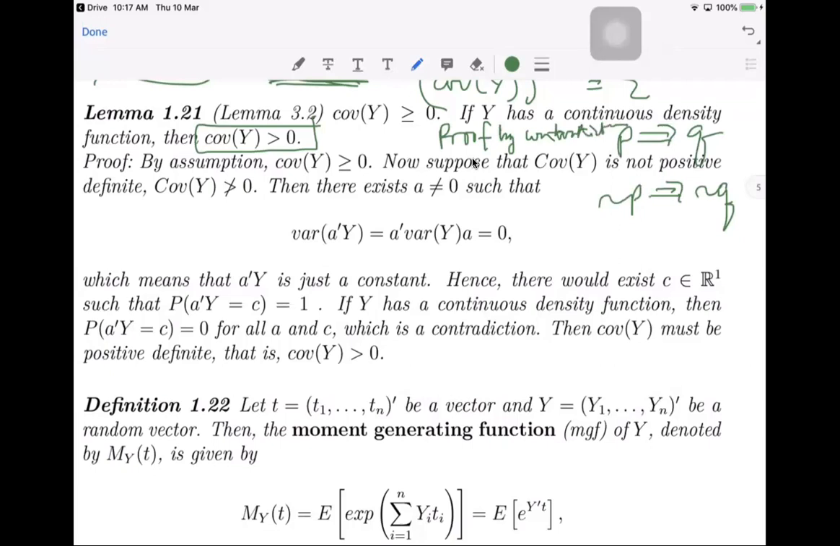So what you want is P implies Q. Proof by contradiction or contrapositive? If you want to prove P implies Q, I think it is contrapositive, not contradiction. By contrapositive, you assume not Q and show it is not P. Let me check. Proof by contrapositive.